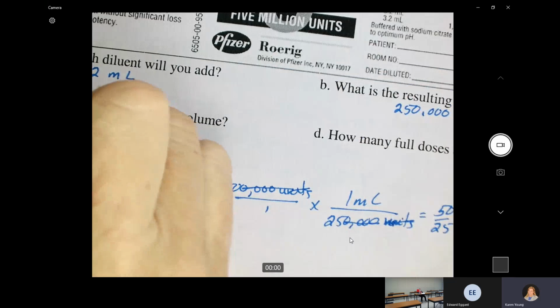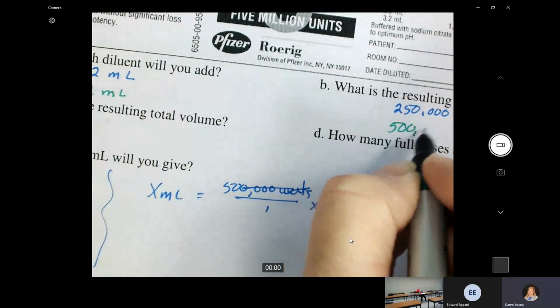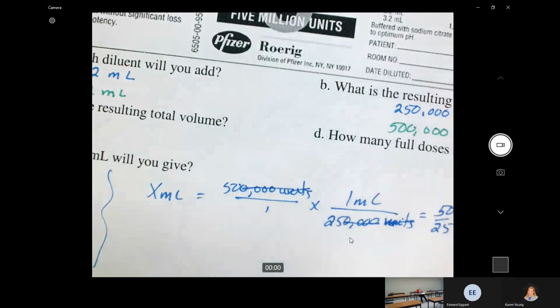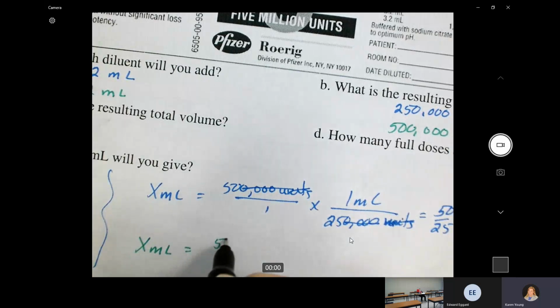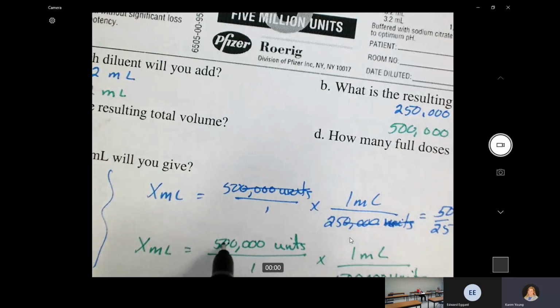So for those that chose the 8.2 milliliters, you're giving 500,000 units per milliliter. And that was probably the best one because my order was 500,000 units. But it doesn't have to be the one you give. So 1 milliliter over 500,000 units. So I can cancel all the zeros. Have 5 divided by 5. I have 1 milliliter.